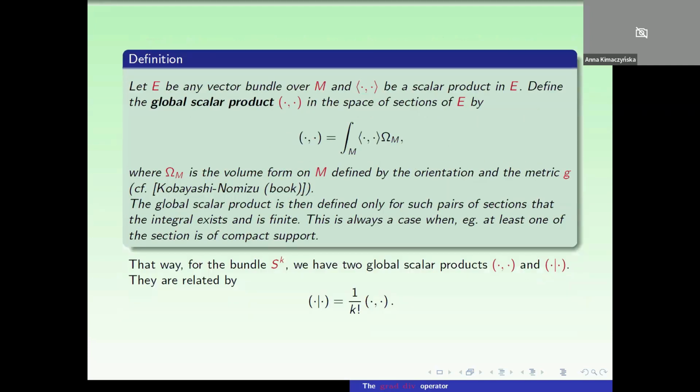Let now E be a vector bundle over M, and we have a scalar product in E, and define the global scalar product. By this symbol we understand here this global scalar product. And we have here another scalar product in the bundle S^k, which is given by this equation, similarly as for this scalar product.